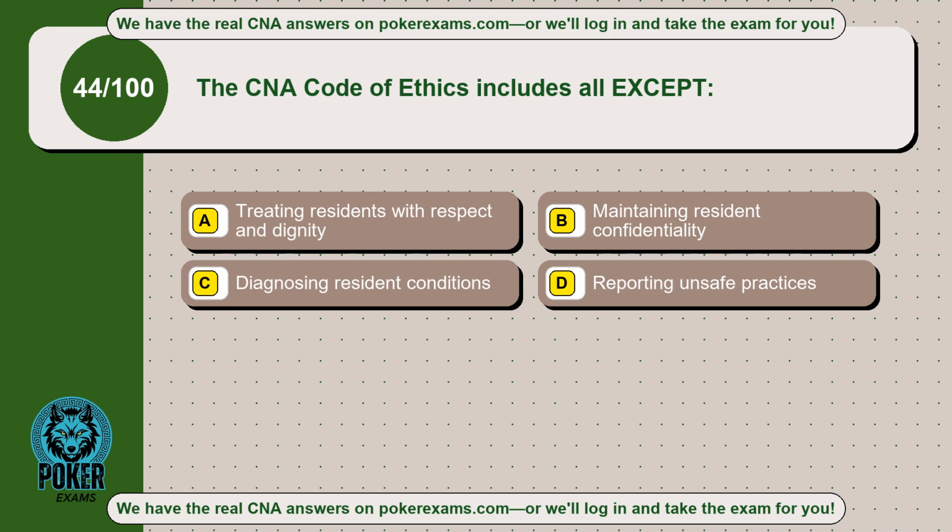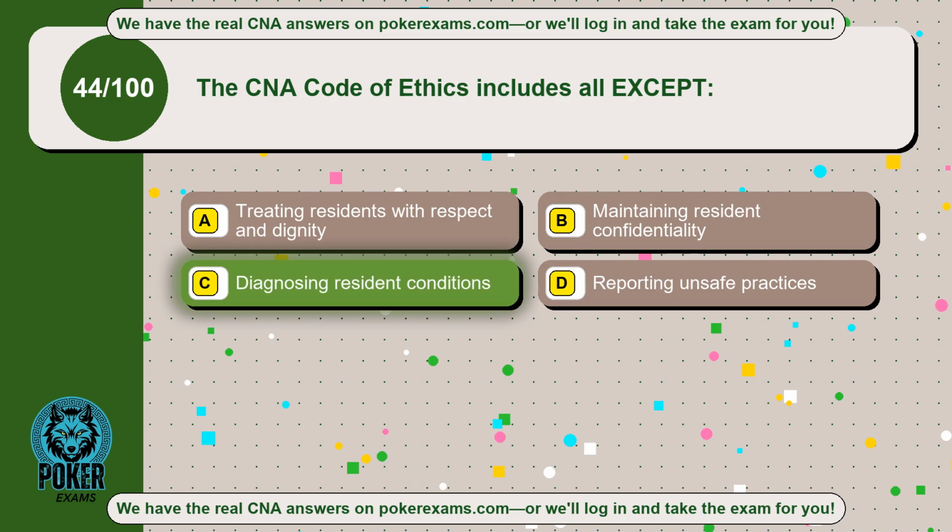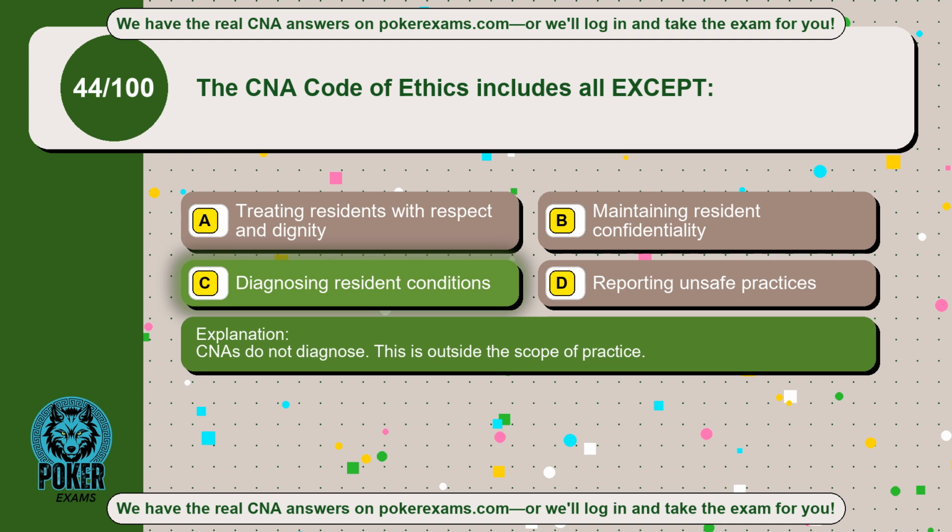Question 44. The CNA Code of Ethics includes all except: Option A, treating residents with respect and dignity. Option B, maintaining resident confidentiality. Option C, diagnosing resident conditions. Option D, reporting unsafe practices. The correct answer is option C, diagnosing resident conditions. CNAs do not diagnose. This is outside the scope of practice.